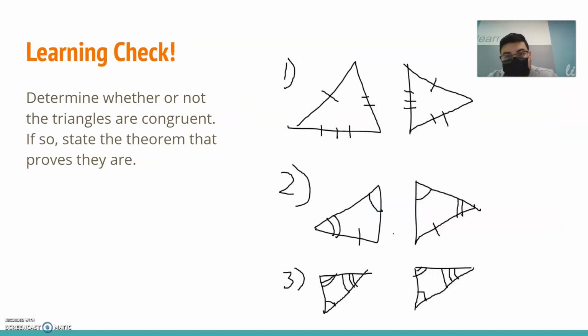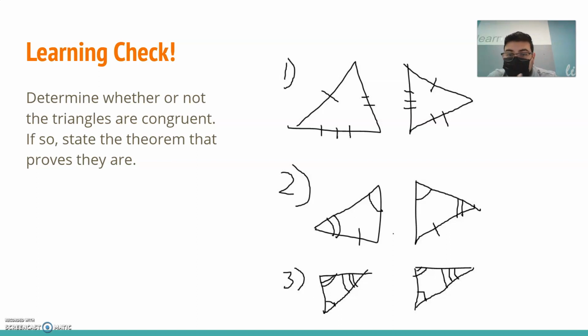So let's do a quick learning check. In order to earn credit, as always, for these videos, please determine whether or not the triangles are congruent, and if so, state the theorem that proves that they are. So you're doing little mini proofs. Proofs are a lot longer, and they can be more of a headache. So we're just going to start small.